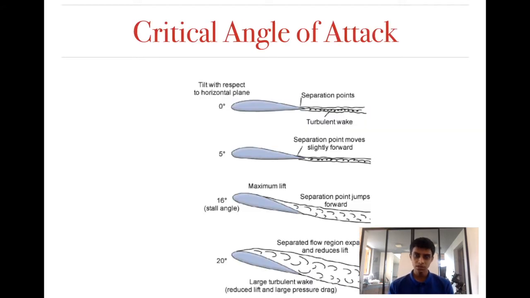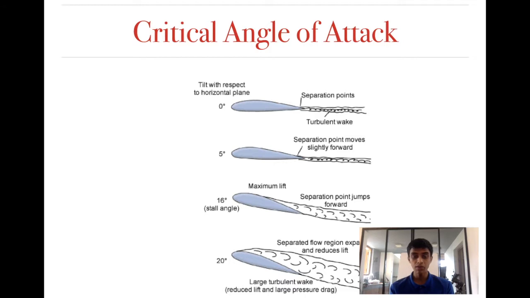If you want to take a look at the airflow and how it varies with the angle of attack, take a look at this picture. At 0 degrees, there's very little turbulence. At 5 degrees, a little more. At 16 degrees, you get maximum lift, which is basically the stall angle. It's defined as stall angle.